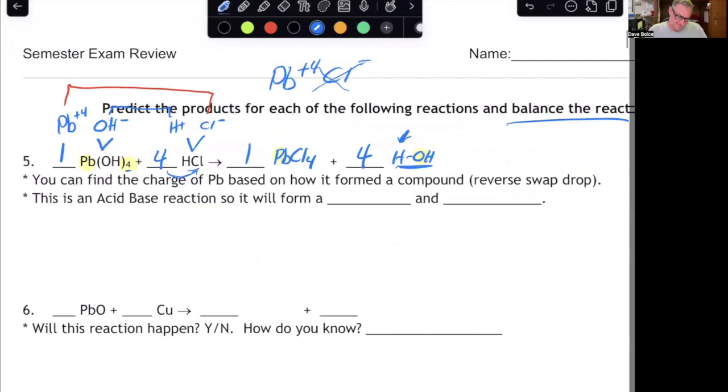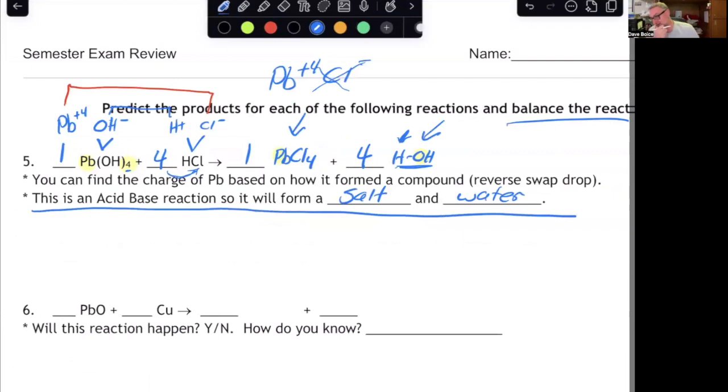Okay, and this is an acid-base reaction. This is a strong acid and a strong base, which will always form a salt. Remember, salt's not just the salt that you put on your French fries, it's a metal and non-metal ionic compound. And then water. Okay. So this is important to remember. An acid-base reaction, a strong acid and a strong base will create a salt and a water.